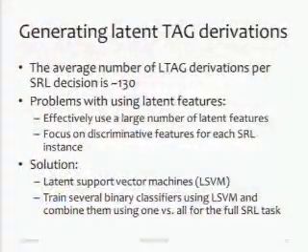The challenge we face is a huge pool of LTAG features, and we need to focus on the discriminative features for each SR instance. How do we get all these discriminative features? Our solution is to use latent support vector machines to do this kind of selection. We train several binary classifiers using LSVM and combine them using one-versus-all for the full SR task.